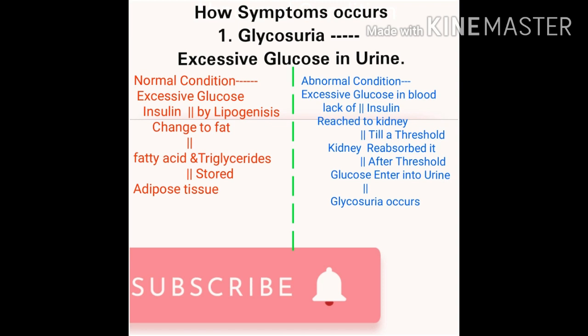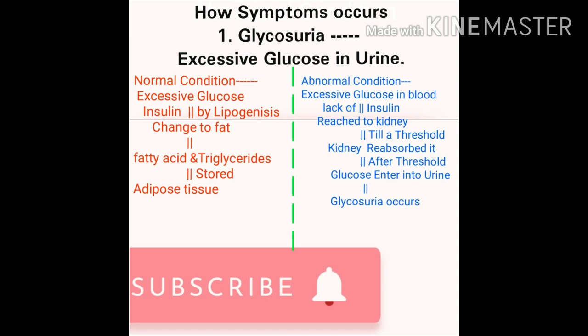If we take a normal glucose level, it changes into glycogen and is stored in the liver and in other cells of the body. But if we take excessive glucose, which I already discussed in the pathology part of this web series, in the third video, then excessive glucose changes into fat by the process of lipogenesis in the presence of insulin. That fat is found in the form of fatty acid and triglyceride and is stored in adipose tissue. So this is the normal condition which happens in the presence of insulin.